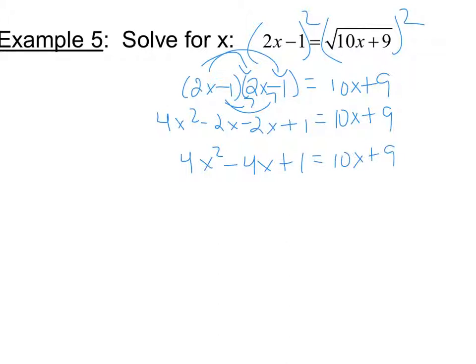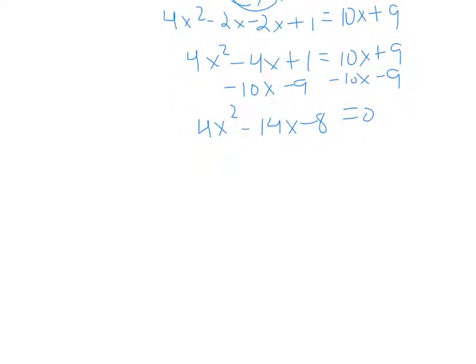Now we've got to get it equal to 0. So I'm going to subtract the 10x, subtract the 9. I get 4x squared minus 14x minus 8 equals 0. Next, I'm going to divide everything by 2 because they're all even, to try to make the numbers smaller. So I get 2x squared minus 7x minus 4 equals 0.